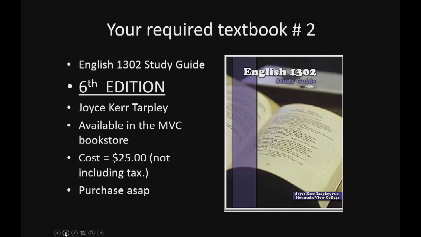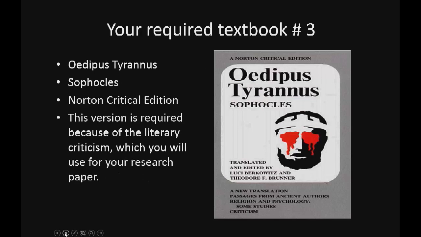The next required textbook is your English 1302 study guide, which I prepared and published especially for this class. It is available in the bookstore. Be sure to get the correct edition, however, because each edition is different. I change the course content slightly each semester, so an older edition will not do. The price of the study guide includes the cost of printing and the bookstore markup. Please note, I do not receive any royalties from the sales of the study guide.